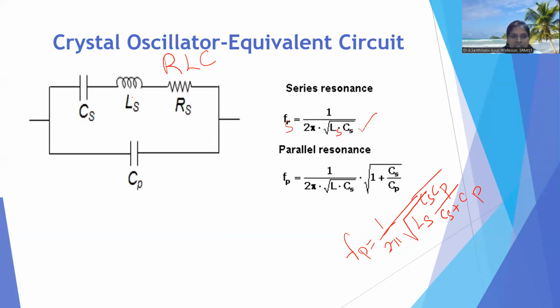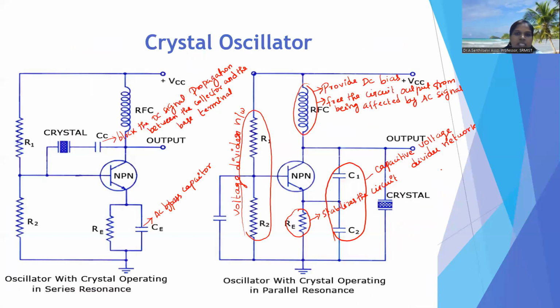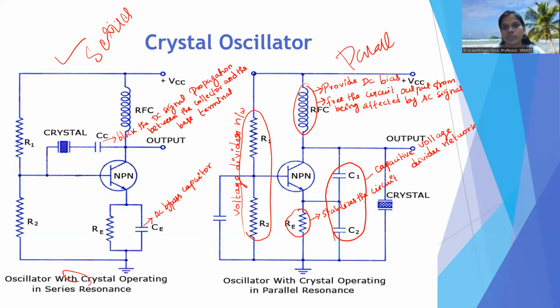Then I will explain how the circuit looks during series resonance frequency and during parallel resonance frequency. This is the circuit diagram of the crystal oscillator working in series. This part is the series resonance frequency. This is the parallel resonance frequency.